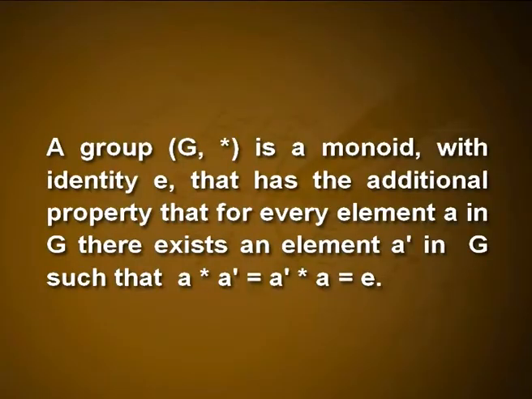Definition: a group, the ordered pair (G, *), is a monoid with identity element e that has the additional property that for every element a in G, there exists an element a' in G such that a * a' = a' * a = e.